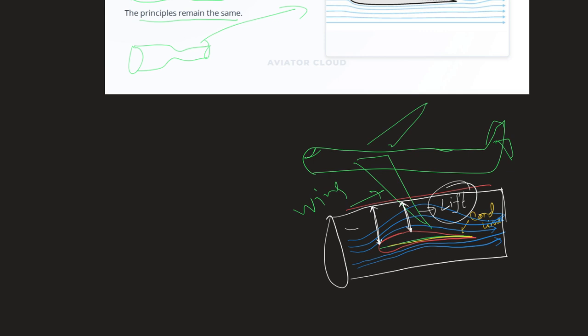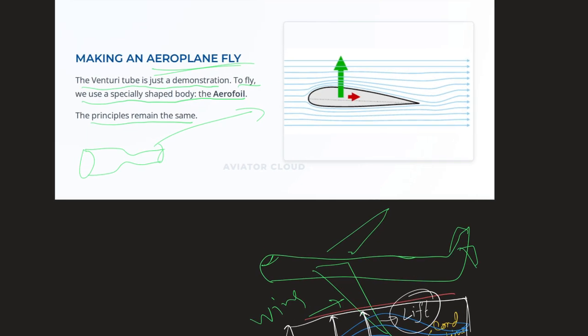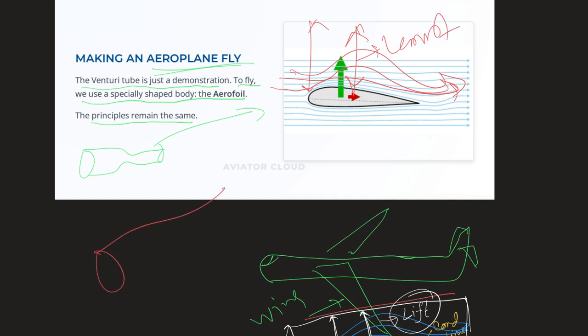This is just to explain what an aerofoil is. Now you see here it is bending like this, so the cross section here is more and the cross section here is less. Okay, so do not just follow this tube. The tube is not the only example, the aerofoil is also an example.